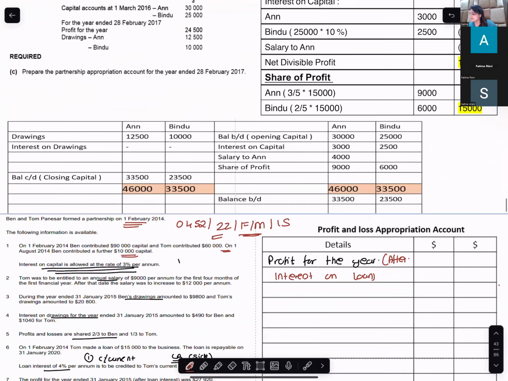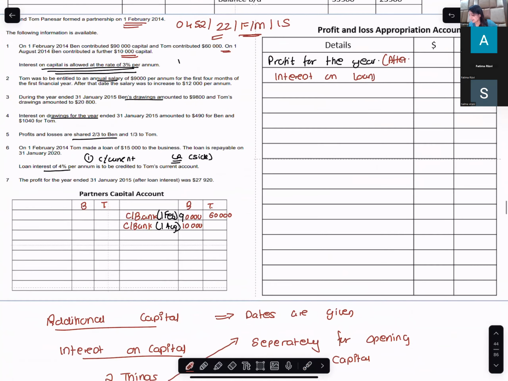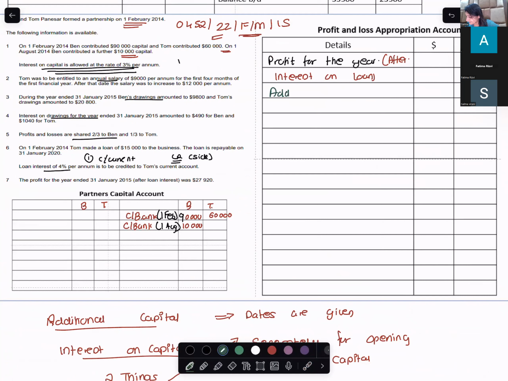What I normally do is I just write the format beforehand so that it makes it easier for me. So what do you add? Interest on drawings. Interest on drawings is for two partners. Which are the two partners? Ben and Tom. Then you leave one line.